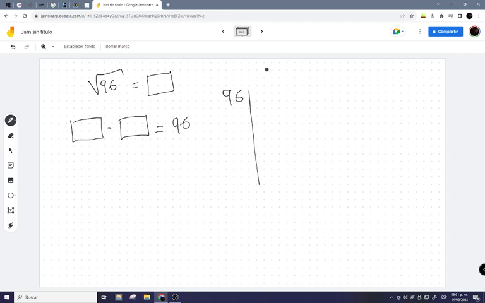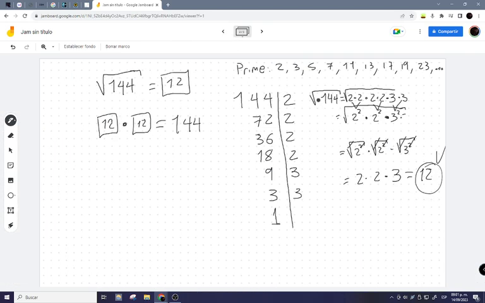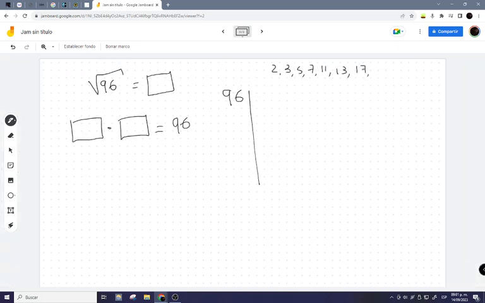Again, prime numbers. Let me write the list again. 2, 3, 5, 7, 11, 13, 17, 19, 23. I actually don't remember anymore, but usually we only need the first ones. So let's try with 2. Can the 96 be divided by 2? Yes. The result is 48.